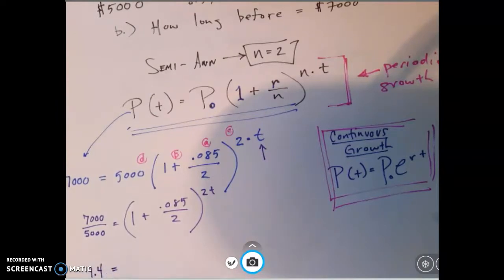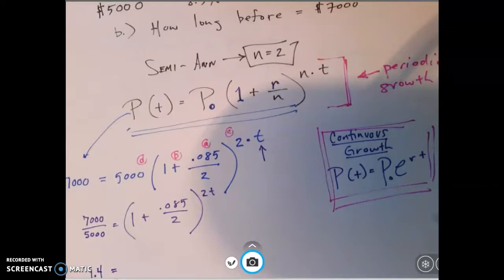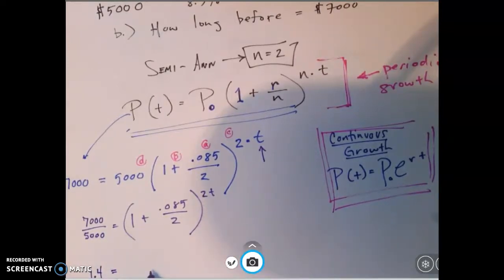I can do that on my calculator, or I can reduce to 7/2 and find out that's 1.4. But whatever, it's just easier to deal with. This, again, I want to do as simplified as I can. So when I do 0.085 divided by 2, I get 0.0425, all raised to the 2t.